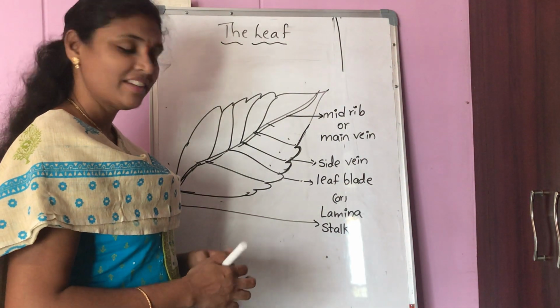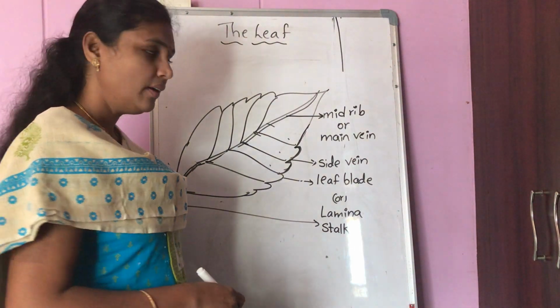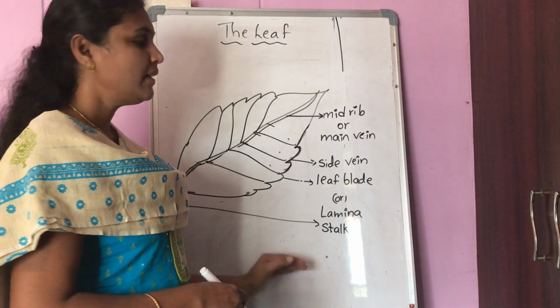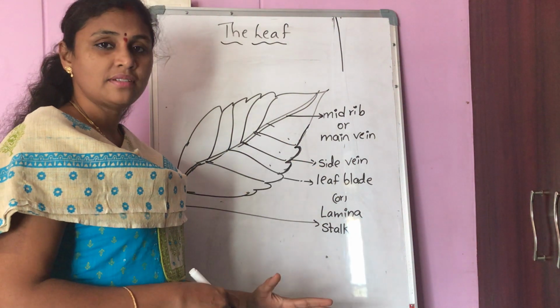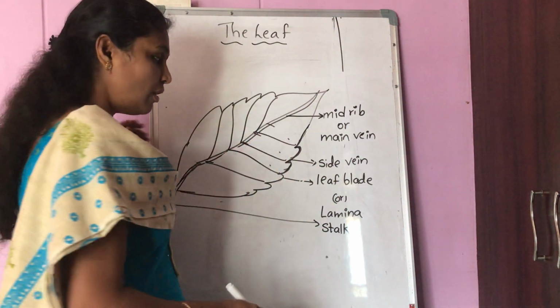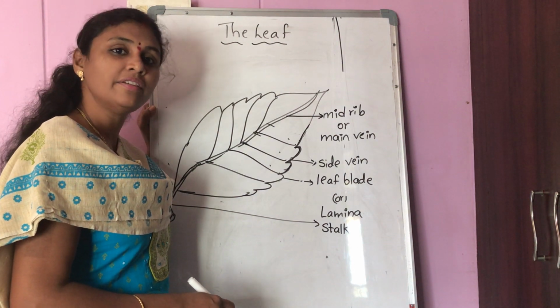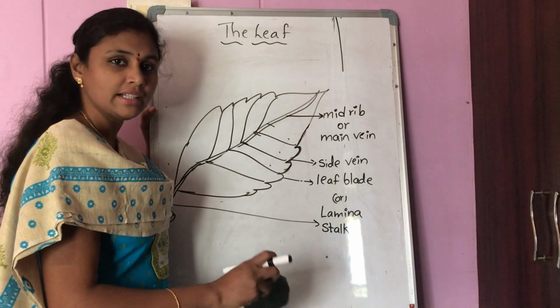Hi children. In the previous class we have learnt about the stem. Now we will be discussing about the leaf. If you have observed, are all the leaves in the same shape? No. They are in different shapes, right? But all the leaves are green in color.